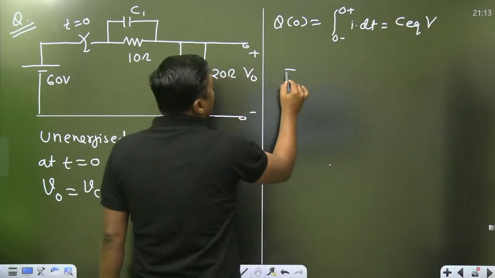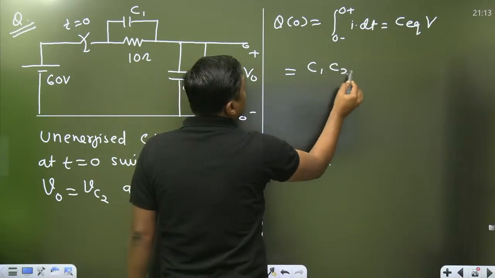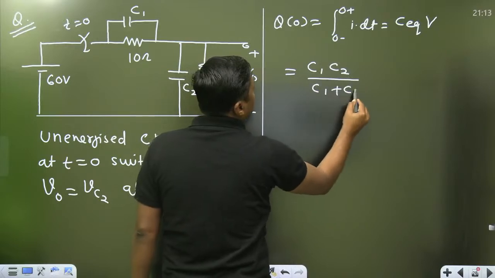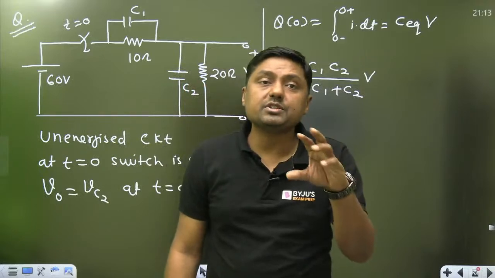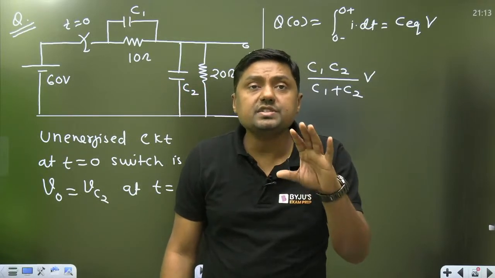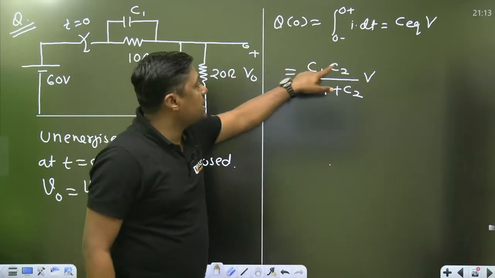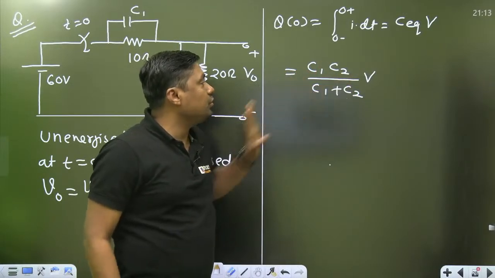What is the C equivalent? C1 C2 divided by what? C1 plus C2, into V. Why? Because both the capacitors are connected in series. So what is the C equivalent? C1 C2 by C1 plus C2, into V.